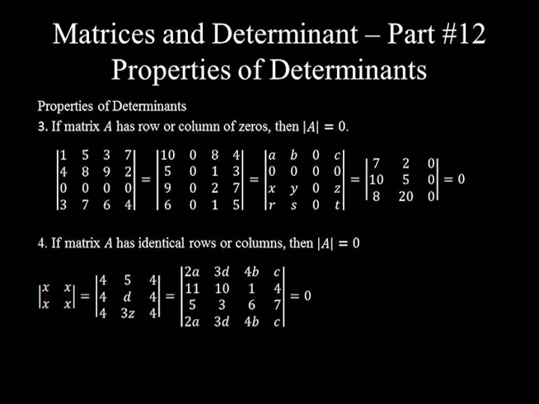In the second matrix, column 1 and column 3 are identical, and in this third matrix, row 1 and row 4 are identical. Property 3 and property 4 are straightforward properties because what we are expected to do is just to check whether any row or column has all elements zeros, or any row or column has identical elements. If so, the determinant is equal to 0.